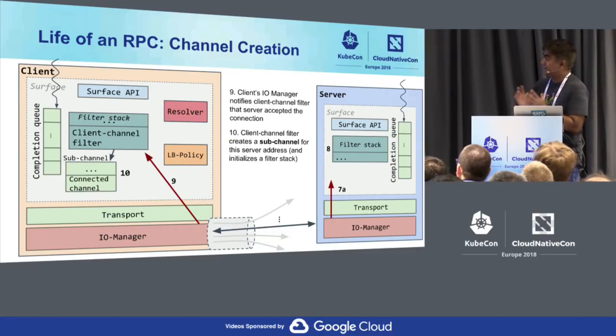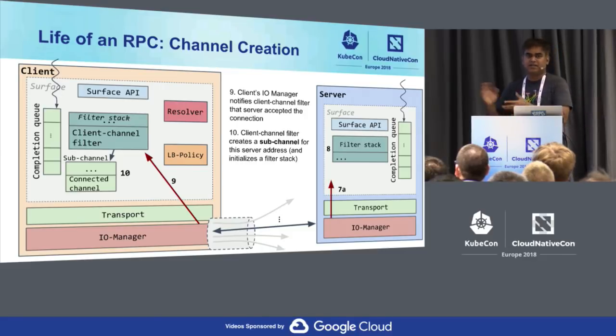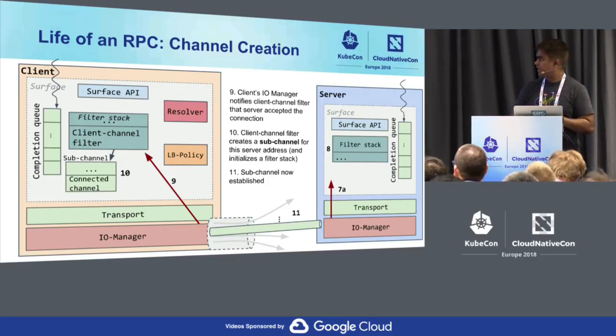The client channel filter then creates what we call a subchannel. This is something that I didn't introduce before. So it creates what we call a subchannel to the particular backend. And each subchannel comes with its own stack of filters. And that's it. Once it creates a subchannel, you have a subchannel that is established.